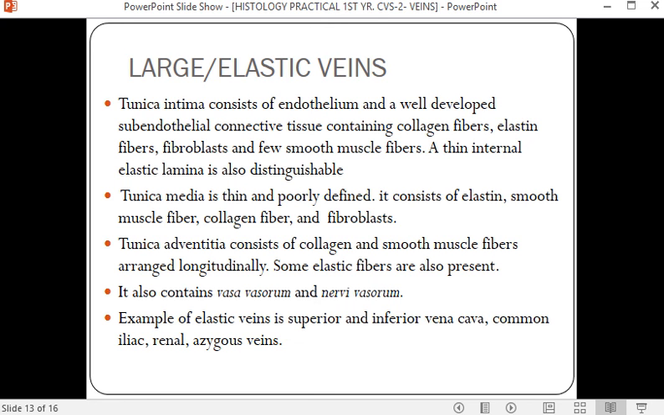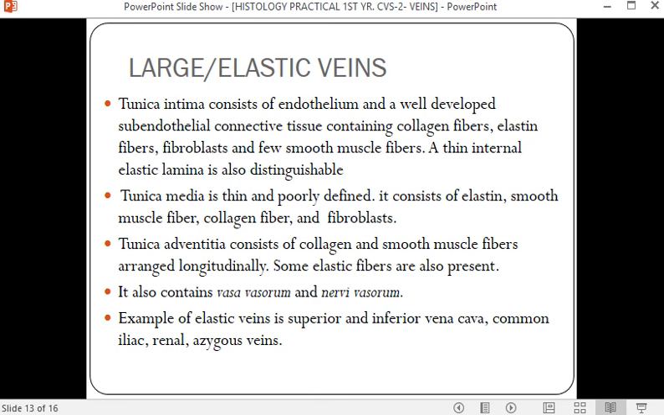Now the large or elastic veins. Tunica intima consists of endothelium, well developed subendothelial connective tissue, and a very thin internal elastic lamina, which is also indistinguishable. Now the tunica media is very thin and poorly defined. It consists of elastic fibers, smooth muscle fibers, collagen fibers, and fibroblasts. Tunica adventitia consists of collagen and smooth muscle fibers, and some elastic fibers are also present.